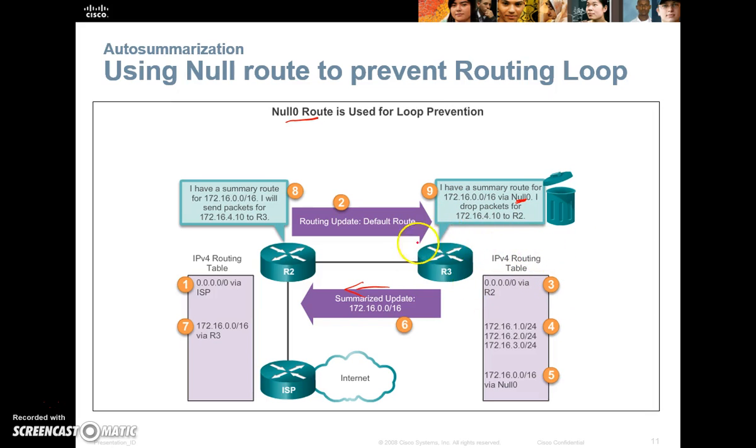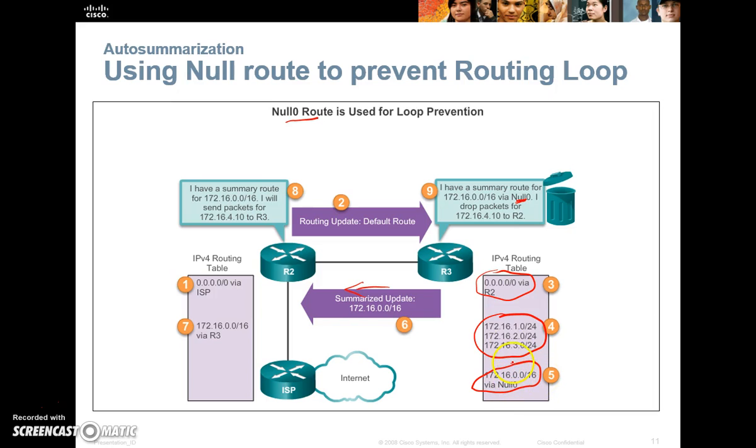So let's say R3 sends a summarized route out. And R2 also sends a default route to R3, so R3 creates a default route. R3 is connected to these three networks: 172.16.1, .2 and .3. This is the one that R3 will automatically create: a 172.16.0.0/16 route, and it will go to Null 0.